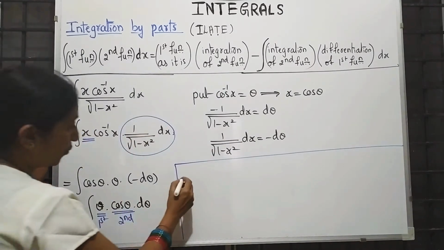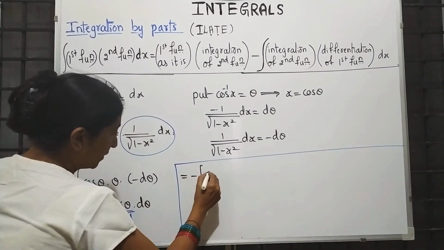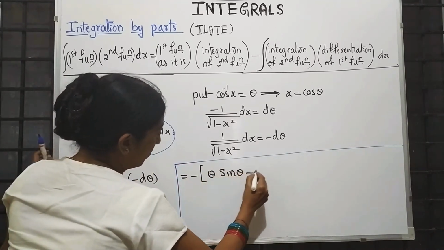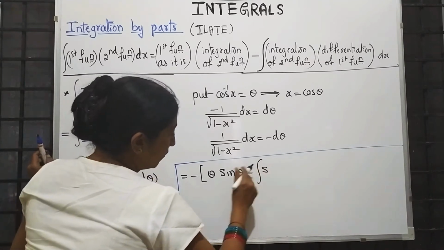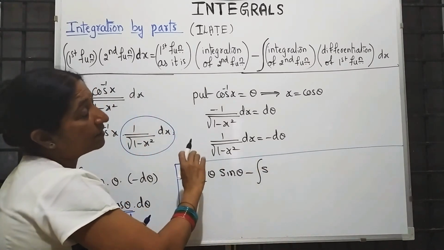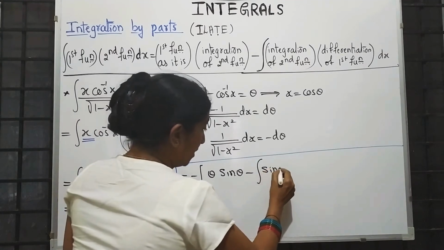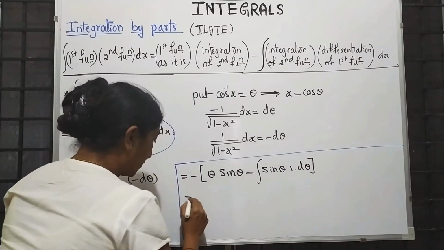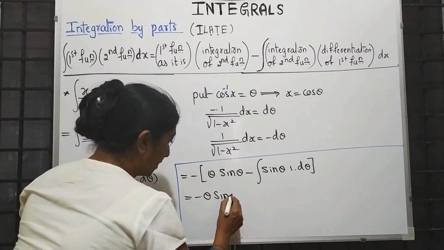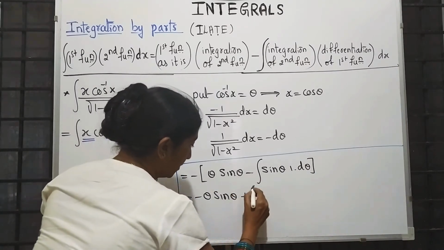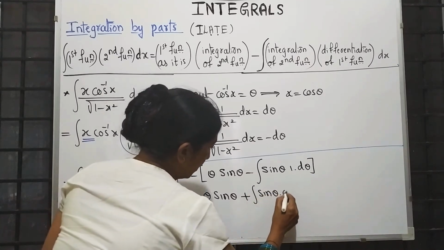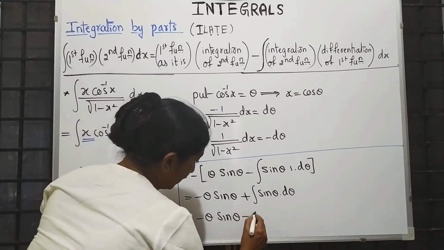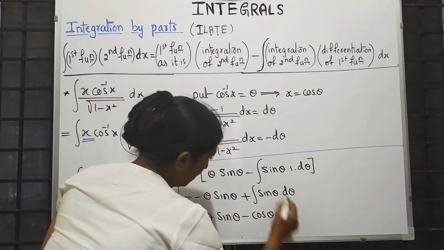What is outside, the minus, we keep and put the rest in a bracket. First function as it is, integration of cos theta is sin theta, minus integration of sin theta. Whatever term we are writing here, just write down that value, sin theta, into the differentiation of theta with respect to theta, which is 1. Remove the bracket. Minus theta sin theta, minus into minus is plus, sin theta into d theta. So we got minus theta sin theta. Integration of sin theta is minus cos theta plus c.